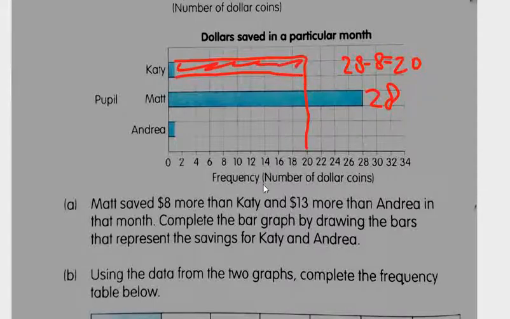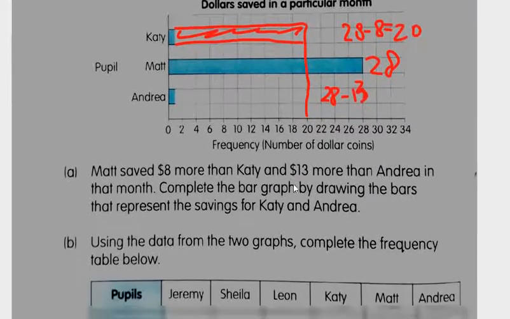And then Andrea. Okay, Matt saved 13 more than Andrea. So subtract it by 13. Subtract it by 13 and then draw it by yourself, okay? For Andrea.